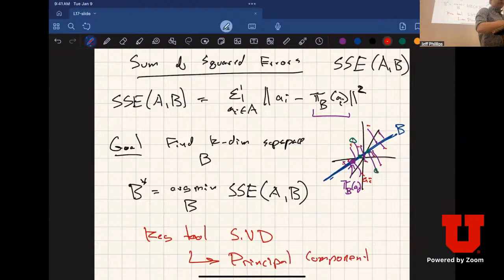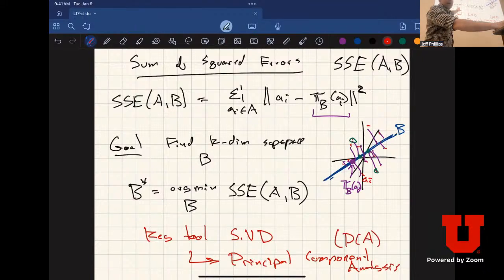Principal component analysis, also known as PCA, is what is actually going to solve this problem. There's going to be a little bit of pre-processing first. We factor out the average and we get PCA, but the SVD is the key tool behind this.